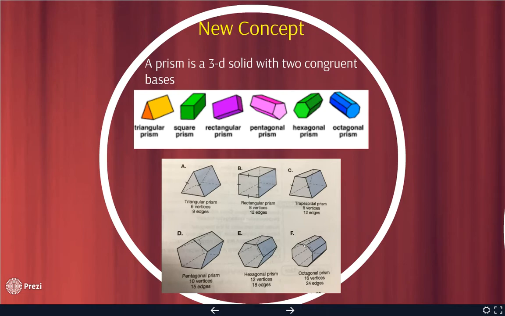Now notice that there are weird lines here. These are called tick marks, and these tick marks tell us that these lines are congruent, meaning they have the same size and the same shape. These lines are all equal, and then these two lines are equal. Notice that they're not equal with this side, and they're not equal to this side. So only these two lines are congruent.